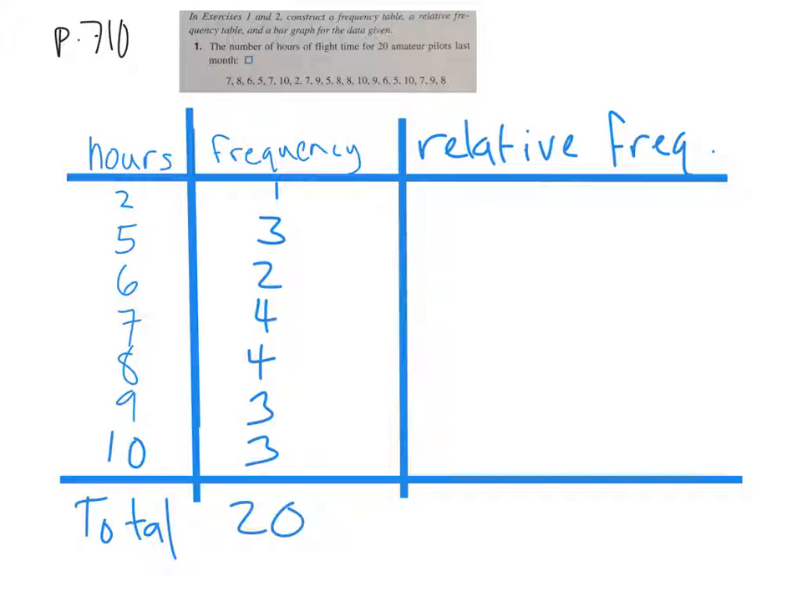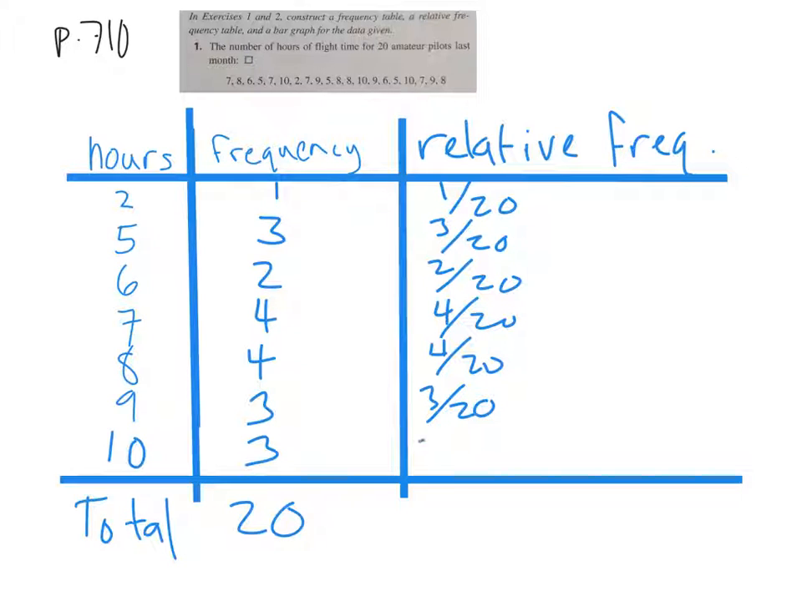We're going to add onto this a relative frequency table, which is essentially the same thing, except you take the frequency and you divide it by how many there are. So instead of 1 here, we're going to have 1 over 20. And then we'll have 3 over 20, 2 over 20, 4 over 20, etc. Pretty much the same thing, except that it's easier to compare data sets.